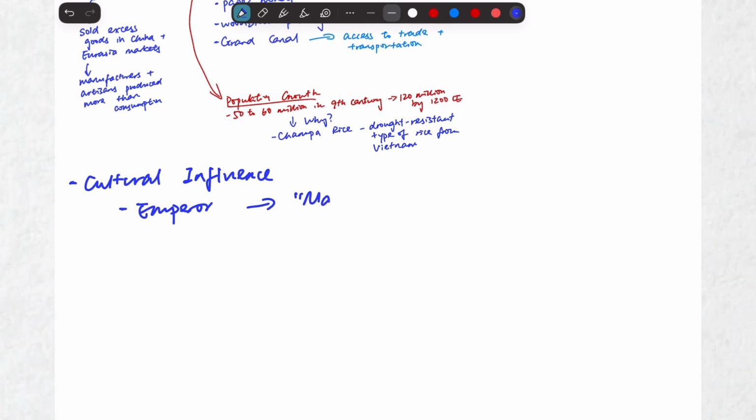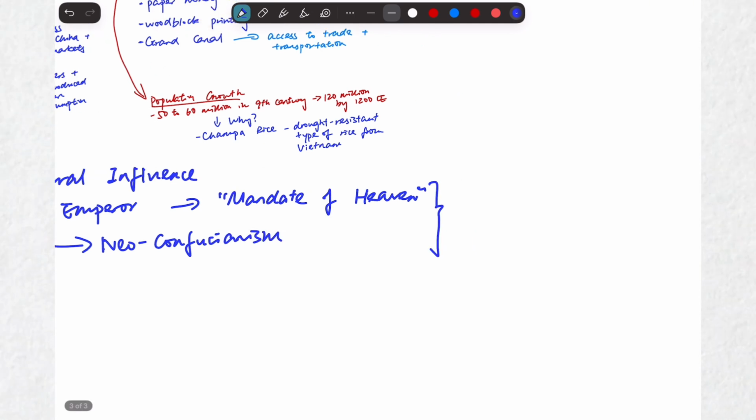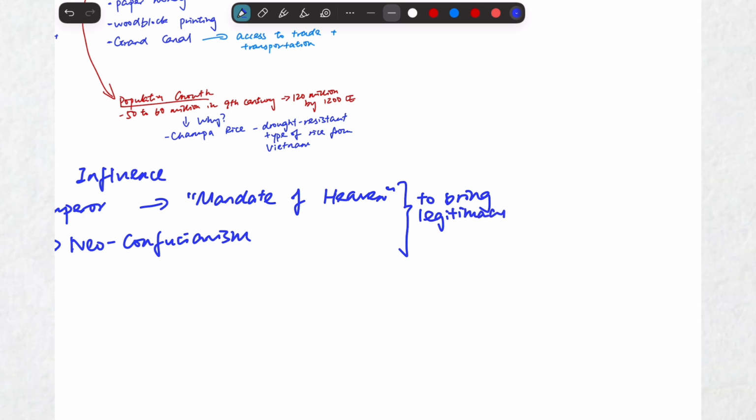The Song dynasty subscribed to the Mandate of Heaven concept, and basically they believed that the emperor was chosen by a divine power, which gave the emperor legitimacy to rule. The Song were huge fans of Neo-Confucianism as well. Now, what is Neo-Confucianism? This is very important, by the way, because it appeared on the test last year.